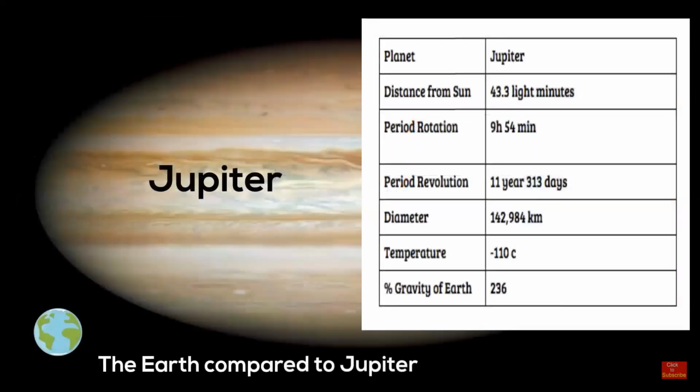Next, we move out to the gas giants, and up first is Jupiter, the biggest planet. Jupiter is the largest planet, and its period of rotation is 9 hours, 54 minutes. And its period of revolution is 11 years, 313 days.